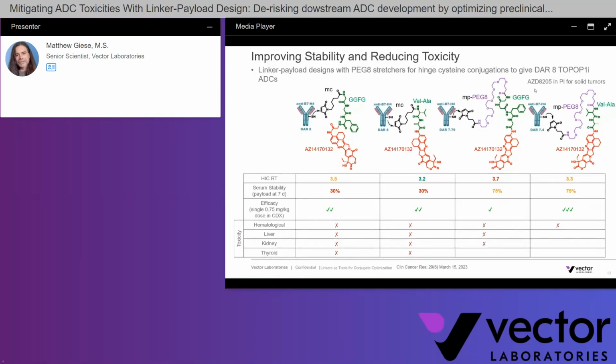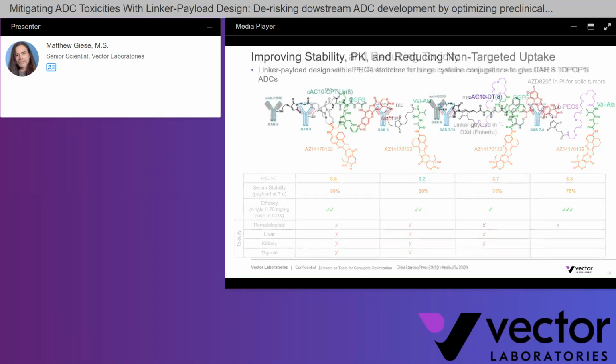So this is a nice example showing that the different ADC and linker payload components can be evaluated in these different assays to improve physicochemical properties and reduce tox in these preclinical assays that might suggest potential downstream tox issues.